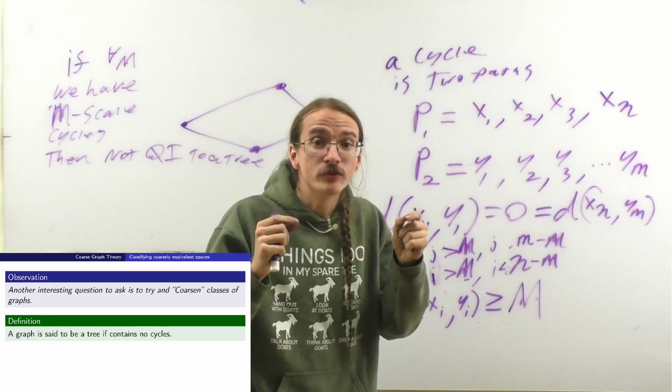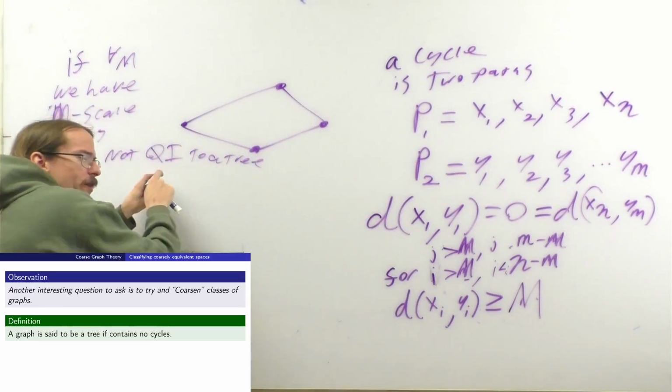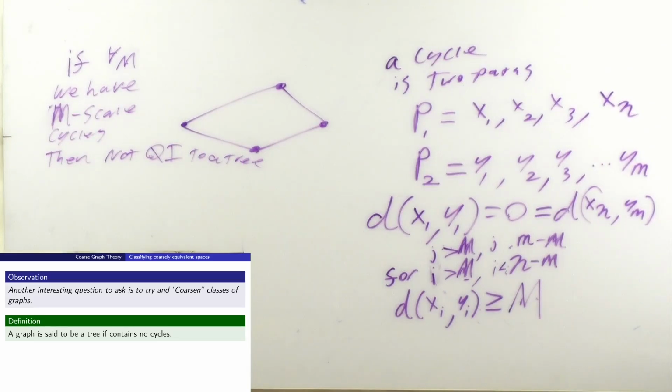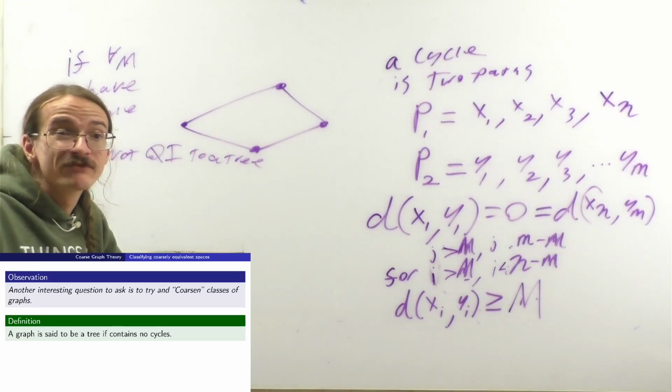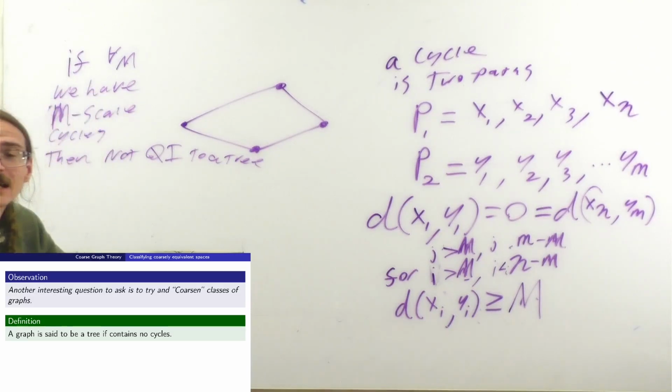So let's assume that we are quasi-isometric to a tree. That means we have a quasi-isometry that takes our graph to something that has no cycles. Now, let's assume to a contradiction that we're doing this with something that has really, really big cycles. What we want to do is show that the image of this cycle has to still be fairly close. A big cycle is going to imply that its image contains a cycle.